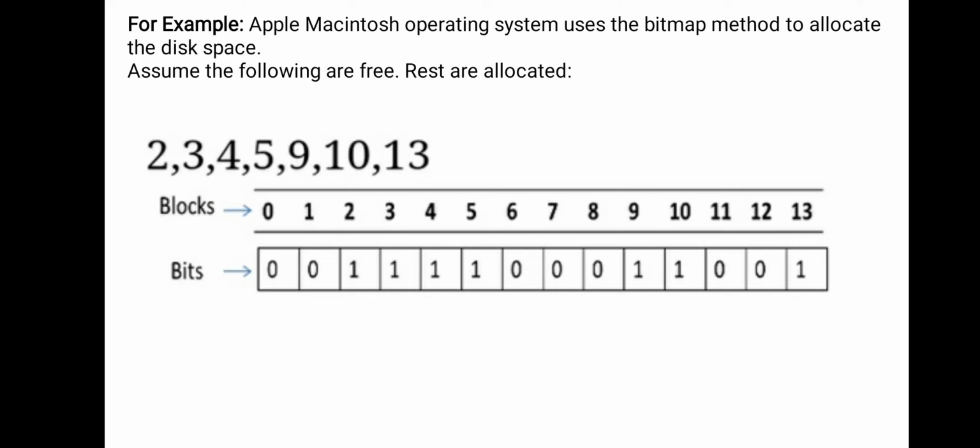Assume the following are free, the rest are allocated. Here we have 14 blocks: 0, 1, 2, 3, 4, 5, 6, 7, 8, 9, 10, 11, 12 and 13. The blocks are represented with zeros and ones. Here 0, as I already told you, represents that the block is allocated, and 1 represents that the block is free.